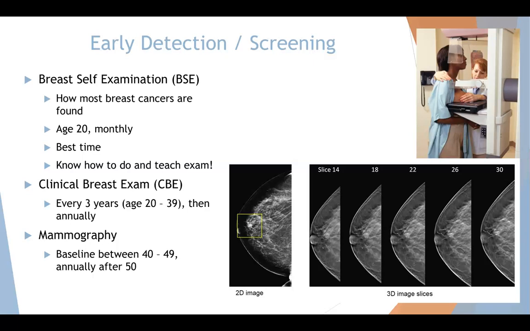So mammograms: a baseline should start somewhere between 40 and 49 years old. And then we want annual mammograms done at the age of 50, just because the risk of cancer goes up exponentially at that age. Mammograms, I have that picture up there.